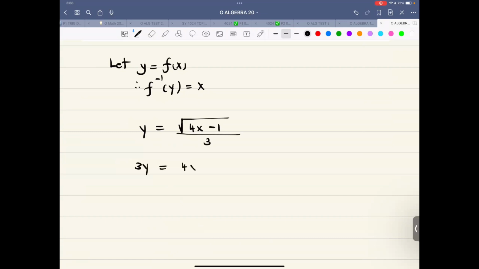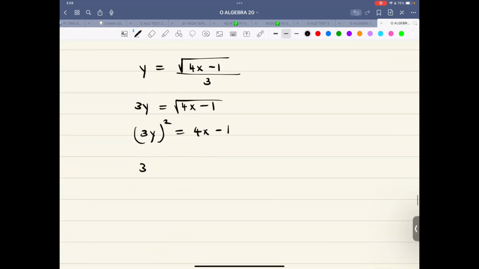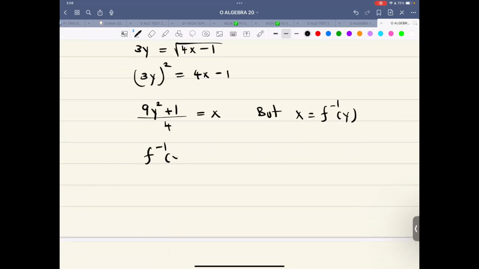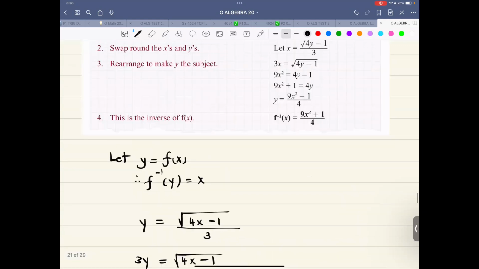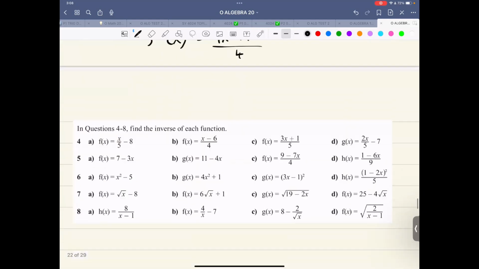3y is square root of 4x minus 1. 3y, the whole thing squared, is 4x minus 1. 3y, the whole thing squared, is 9y squared, plus 1, divided by 4 is equals to x. But what is x? X is f inverse y. So therefore, f inverse y is 9y squared plus 1 over 4, or just change the variable. F inverse x is 9x squared plus 1 divided by 4. So let's double check. That is 9x squared plus 1 divided by 4.